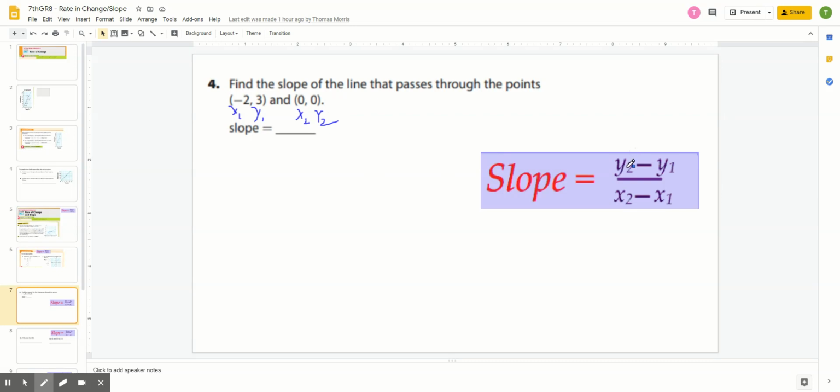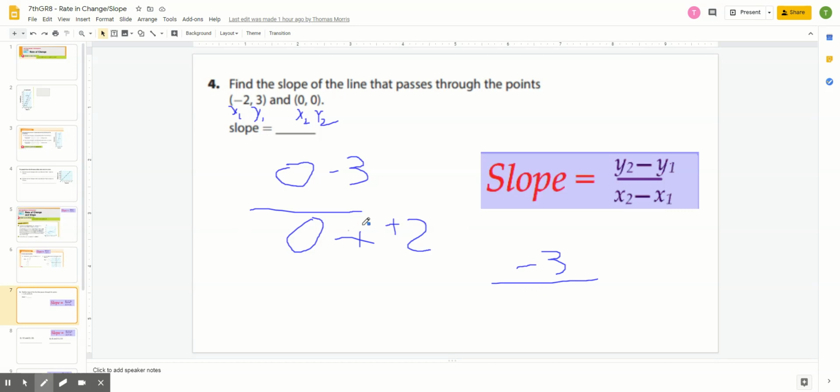Here we go. Let's use our formula. So 0, which is y2, minus y1, which is 3. And now my x2 is 0, minus x1, which is -2. So here we go, we have subtracting a negative: keep, change, change. On the top, we have 0 minus 3 is -3. On the bottom, we have 0 plus 2 is 2. Our slope is -3/2.